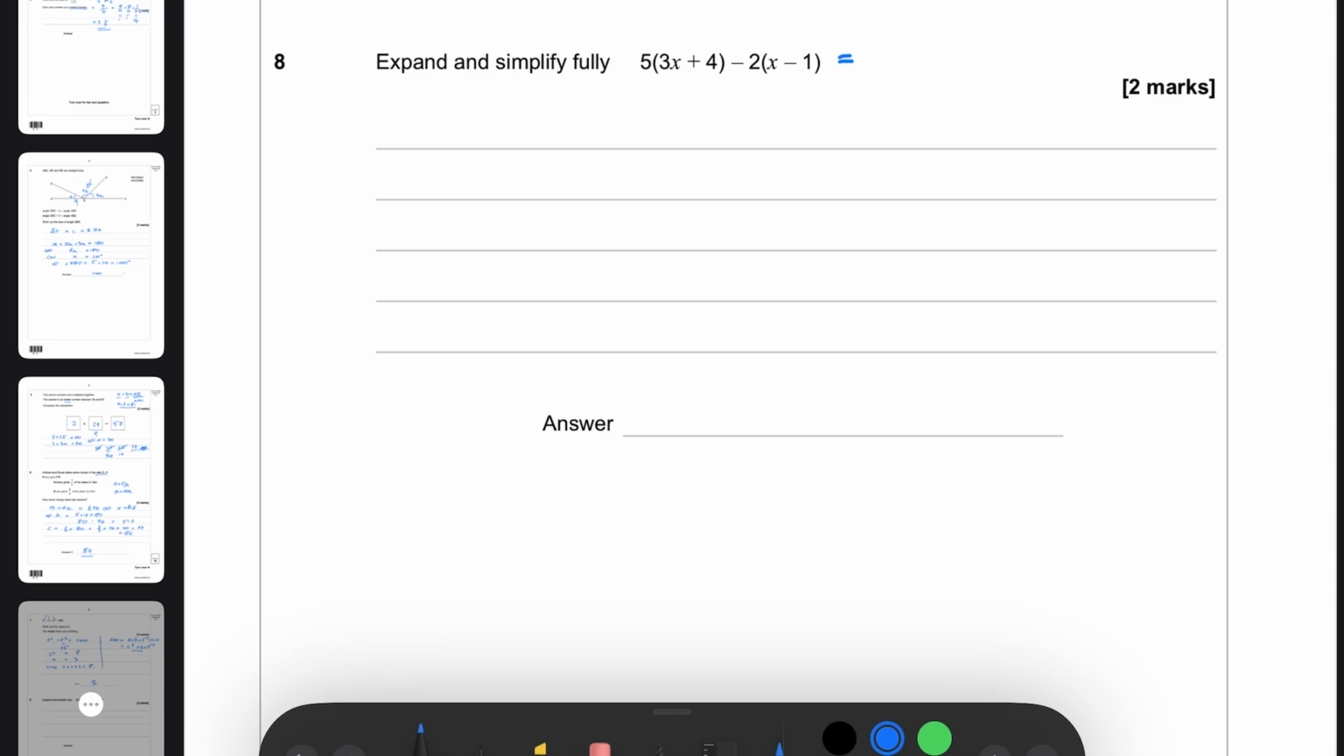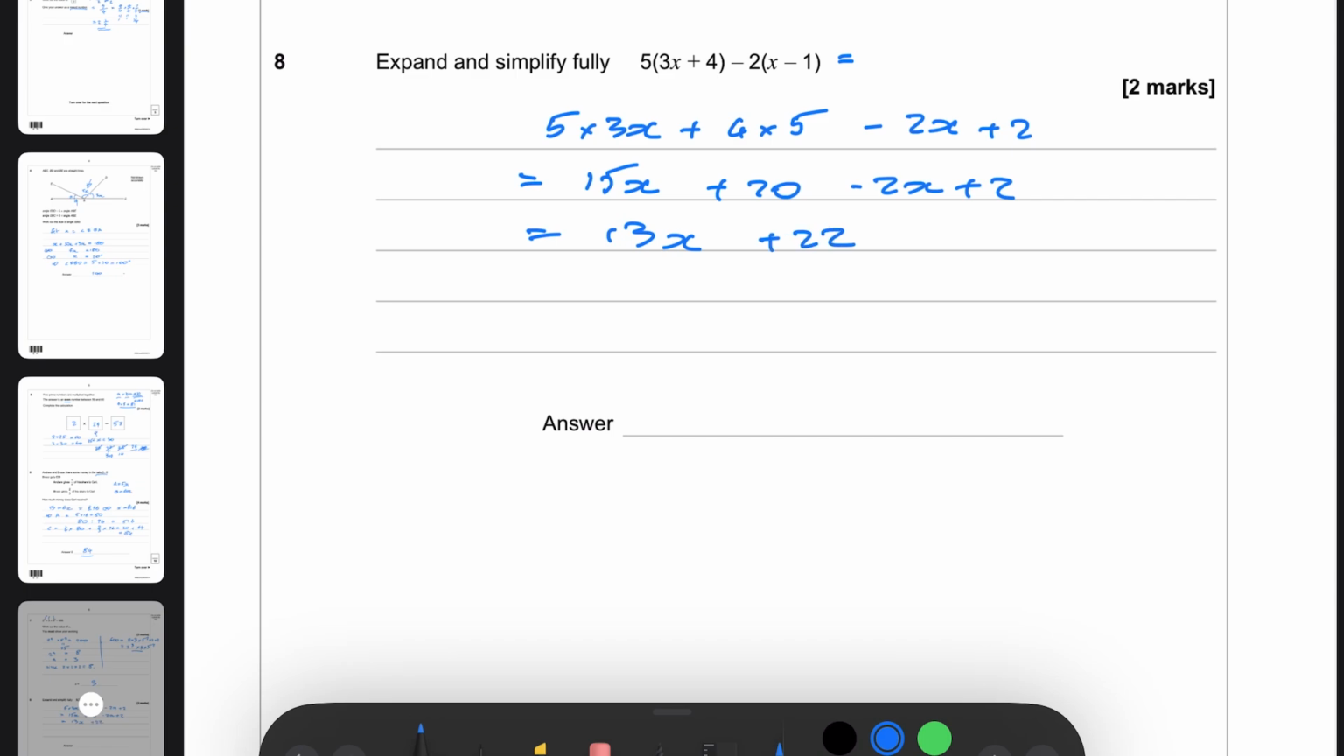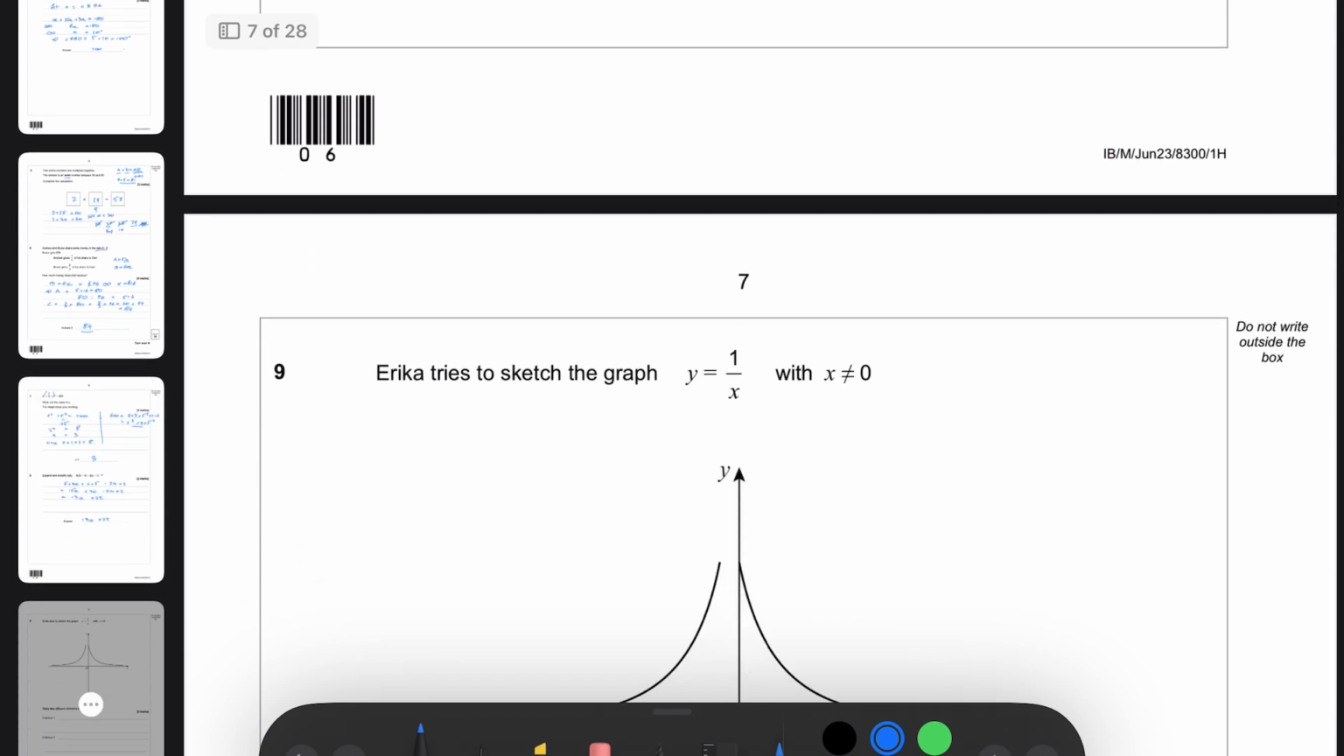We'll just go about expanding it. I'll show my working, but in the exam you don't have to show all this working. Just be careful that here we have a minus 2 times x minus 1, which is going to give a plus 2. In this case, we get 15x plus 20 minus 2x plus 2, which gives you 13x plus 22. I believe this is correct. Well, we'll see, won't we? So 13x plus 22, next question.